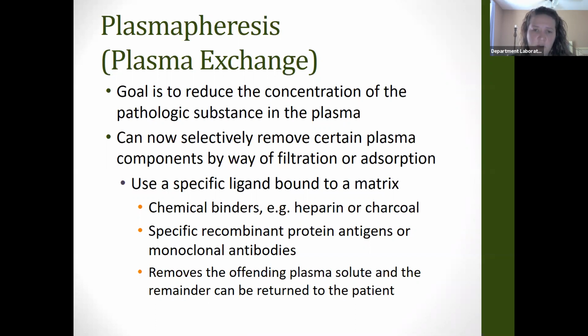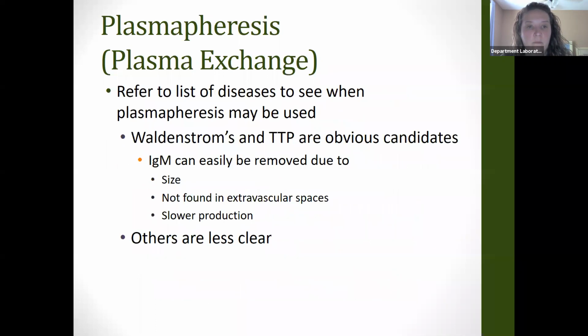Sometimes there's other treatments as well. You could use a substance that will bind to those circulating substances in your patient's plasma, such as monoclonal antibodies, and then extract it out through the apheresis process. Again, what you're most commonly going to see is the plasmapheresis, the plasma exchange. They do this a lot.